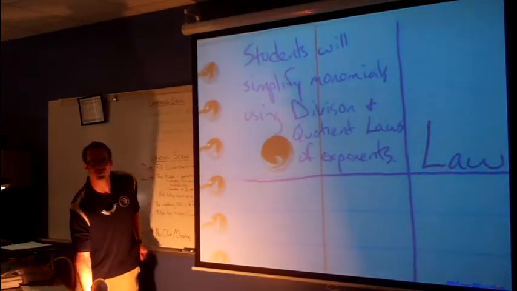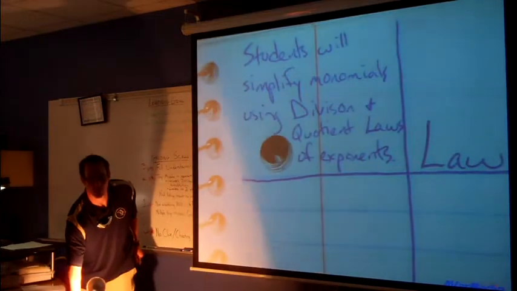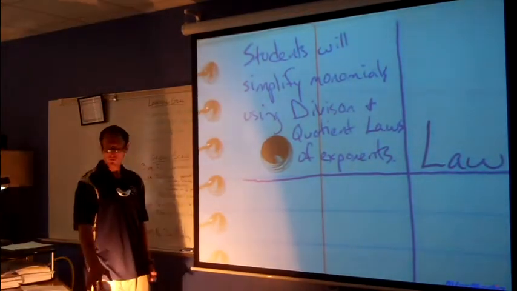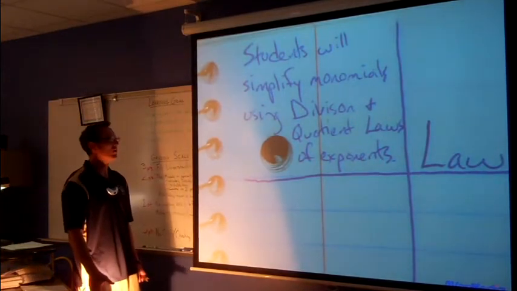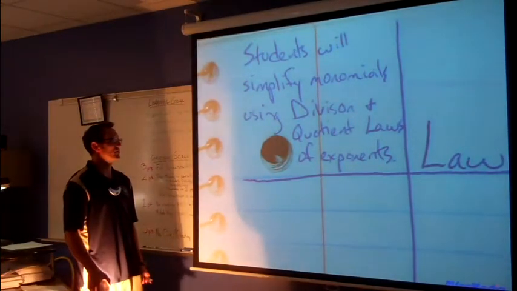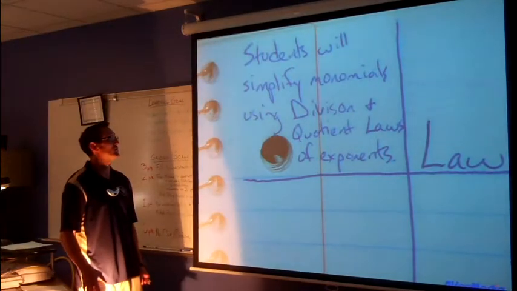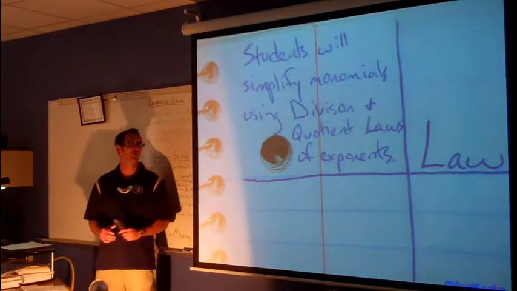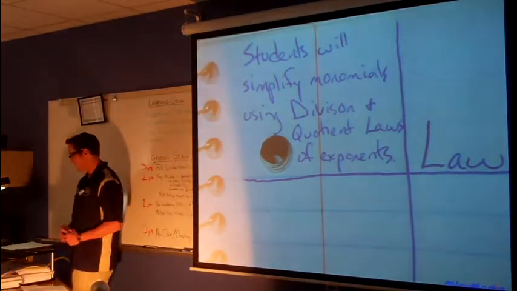Hello, today what we're going to do is finish up our instruction on the laws of exponents. We have one more, actually two more laws to go, but they both deal with division. So we're going to continue simplifying monomials, but this time using division and quotient laws of exponents.